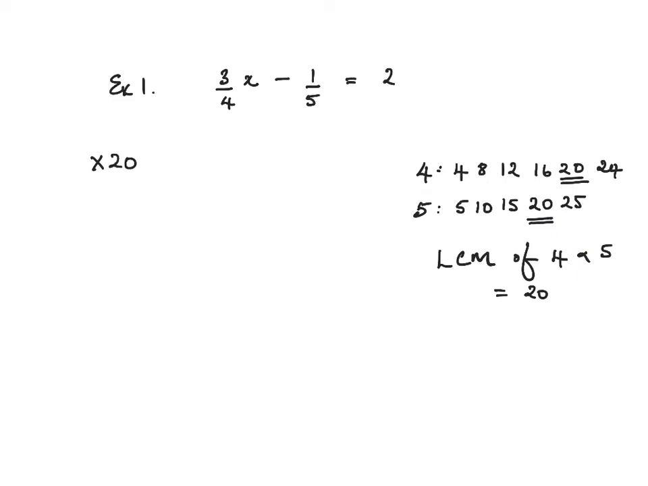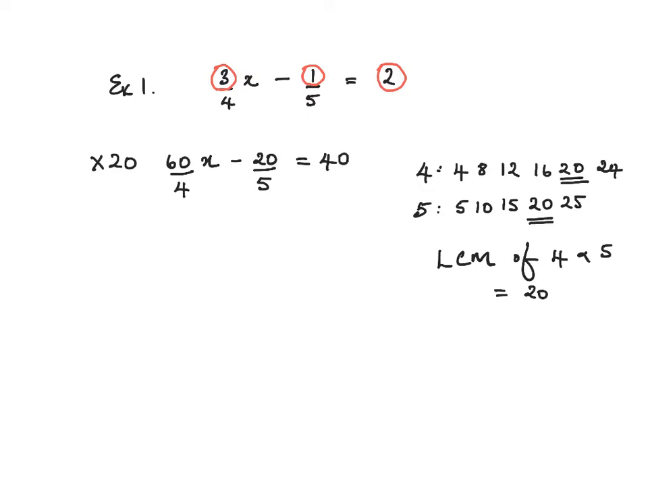Now, the next question is, what do we multiply? Multiply this, or multiply this, and we must remember to multiply this as well. So 20 times 3 is 60. Remember the bottom line doesn't change. 20 times 1 is 20. Again the bottom line doesn't change, and 20 times 2 is 40.